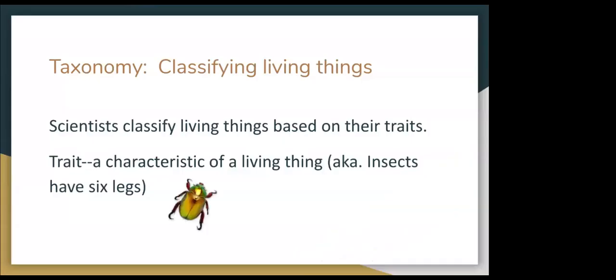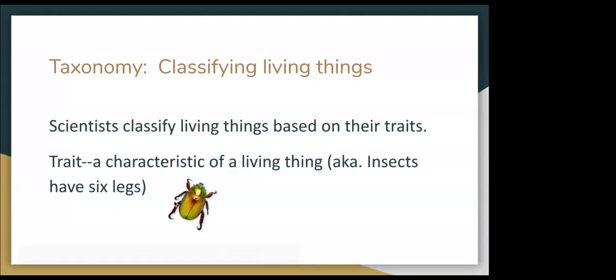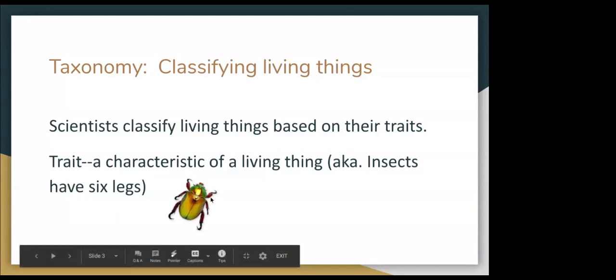Okay, classifying living things. Scientists classify living things based on their traits. A trait is a characteristic of a living thing. Example, insects have 6 legs. 1, 2, 3, 4, 5, 6. All insects, if they fall into the phylum of insect, then they have 6 legs. Arachnids, spiders, have 8 legs, so they are not technically insects. They have a different trait or characteristic.